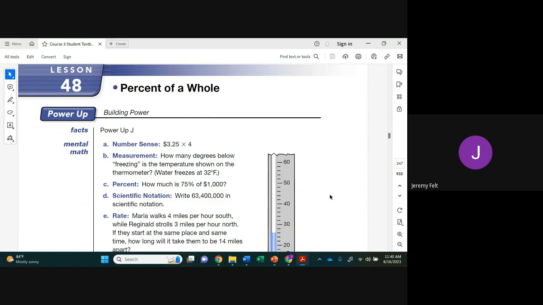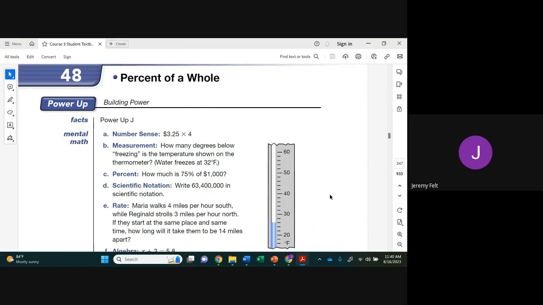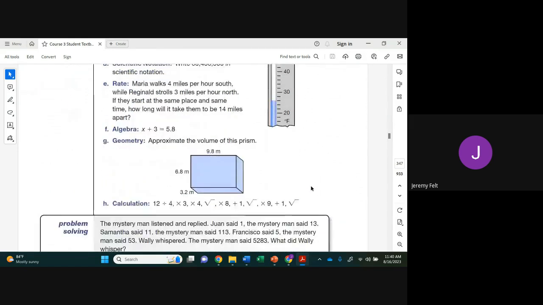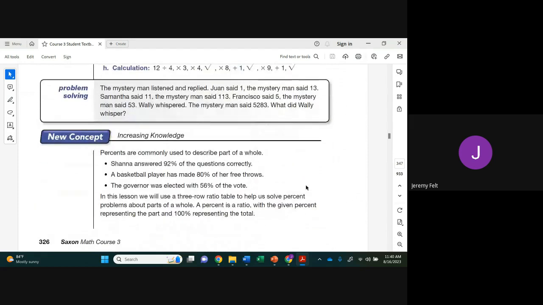Okay. And then lesson 48, we're looking at percent of a whole. Again, the whole would add up to 100%. Okay, so Shanna answered 92% of the questions correctly, got an A on the test. Basketball player shot 80% of her free throws, so pretty good percentage. The governor was elected with 56% of the vote. Okay, so those are different percentages.